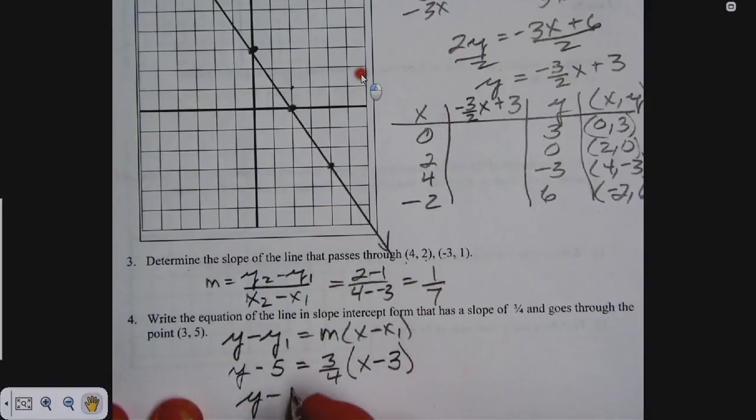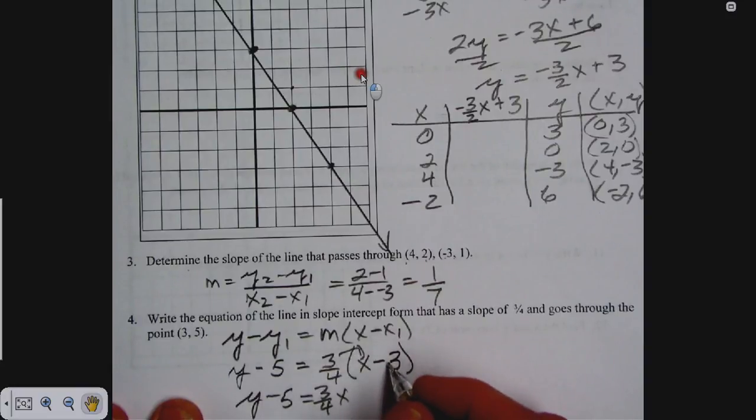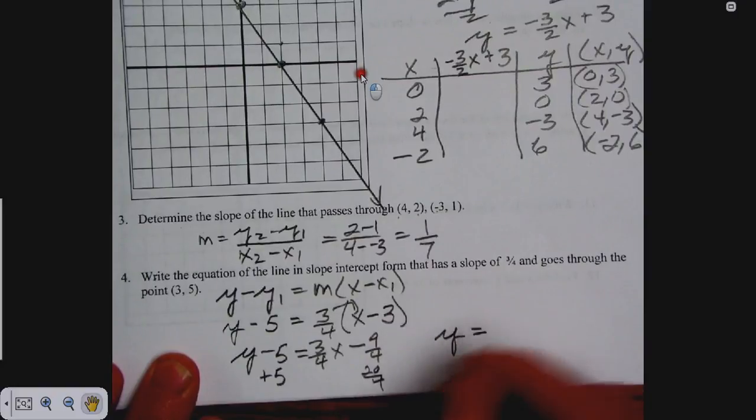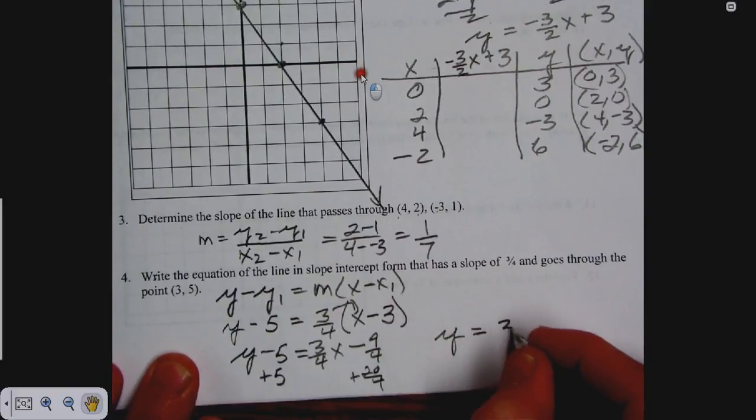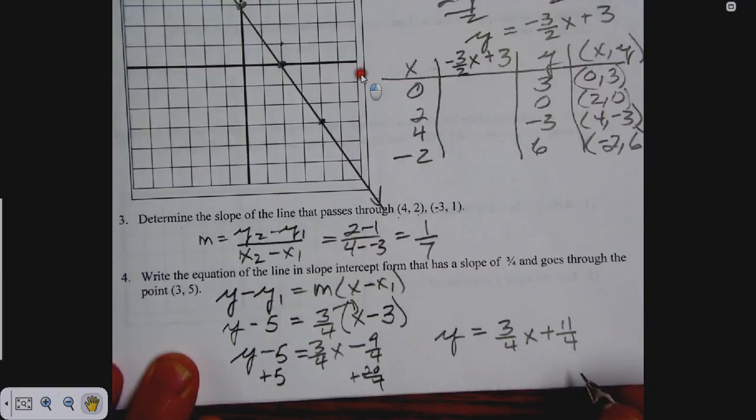So I get y minus 5, and with the distributive property, 3/4 x, and then 3/4 times a negative 3, that's going to be minus 9/4. I'm going to add 5 to both sides. I'm going to add 5 in the form of 20/4 here. So what I get is y equals 3/4 x plus 11/4, or I could express that as 2 3/4 if you want.